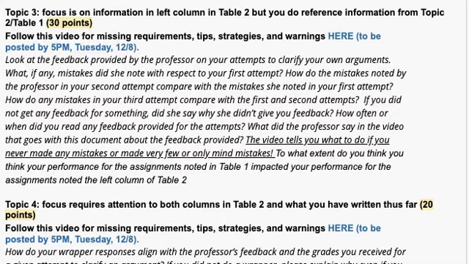Okay, so let's focus on topic 3 now. The focus is on information in the left column in table 2, but you do reference information. Forget that part. Just don't even worry about that part. I'll probably delete this by the time you get to this video. Focus is on information in the left column.